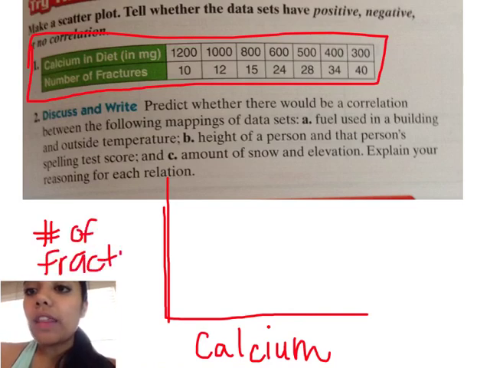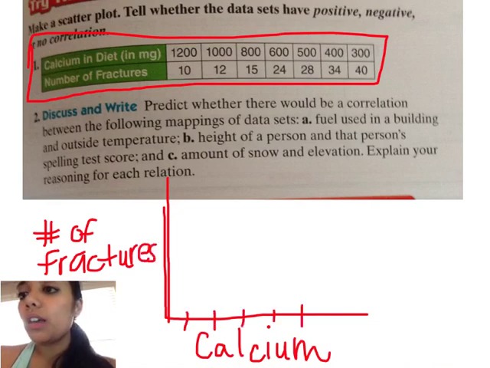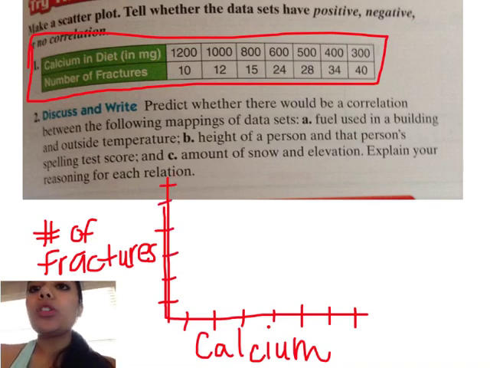Okay, and then you would label the bottoms, and I know you know how to make graphs, and then you would plot your points. And once you do that, you should be able to tell me if it's a positive correlation or no correlation. So that should be pretty simple for y'all.